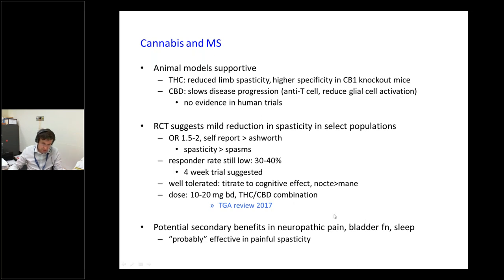I believe there may be secondary benefits in neuropathic pain, bladder function, and sleep. It reduces bladder spasticity, reflex. So if people are going to use it in MS, I would be saying, what's your pain levels? Where is your pain? What's your spasticity? Let's measure your spasticity. What's your walking time? What's your sleep hours? What's your bladder function? What's your anxiety levels? Get a baseline and then you trial it. And it may be that, oh, look, it hasn't helped my spasticity, but it's helped these other aspects.